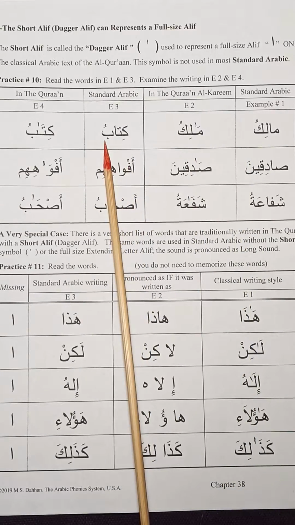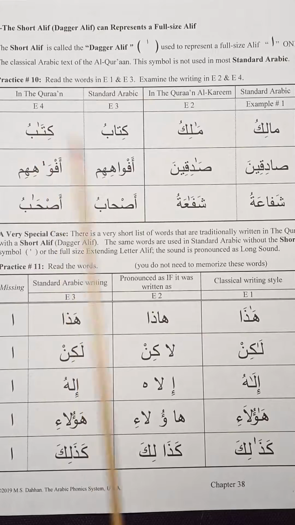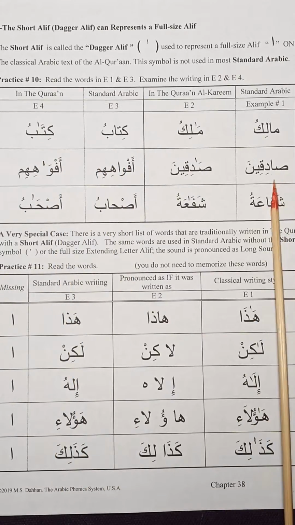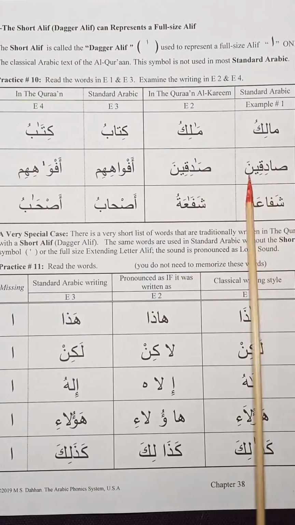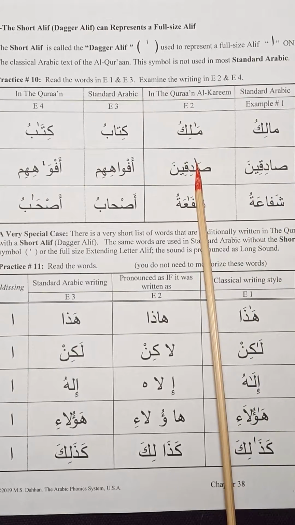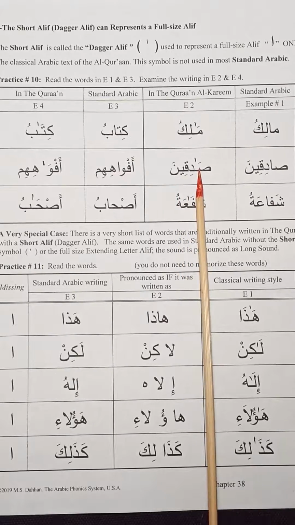And here, kitabu, you may see it like this, kitabu. You know, it's not written like this, it's written like this. Sadiqina, if you see it like this, it's the same like this one. That's like that. This is an alif right there. So this is not sadiqina, sadiqina.